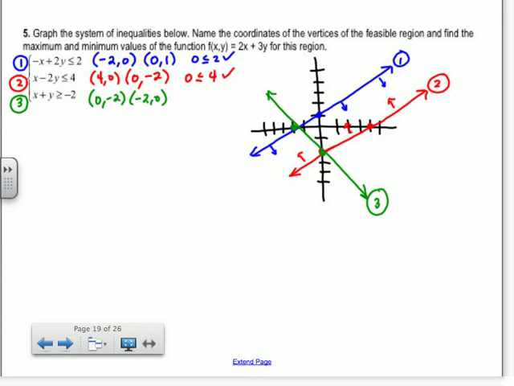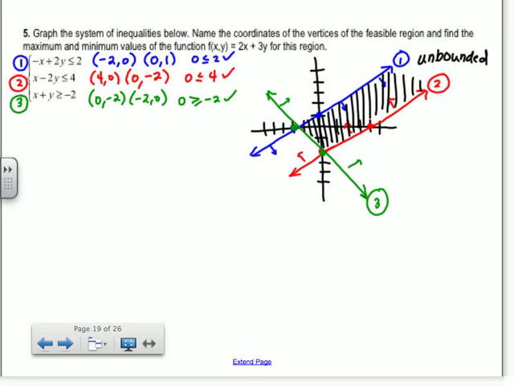Now with the green line, if you plug in 0, 0, you get 0 is greater than or equal to negative 2. That is also true. So now shade towards the point 0, 0. So you're going to shade upwards. So our final shaded region goes off forever to the upper right. It's what we call unbounded. It's not a closed shape. All right, it's unbounded.